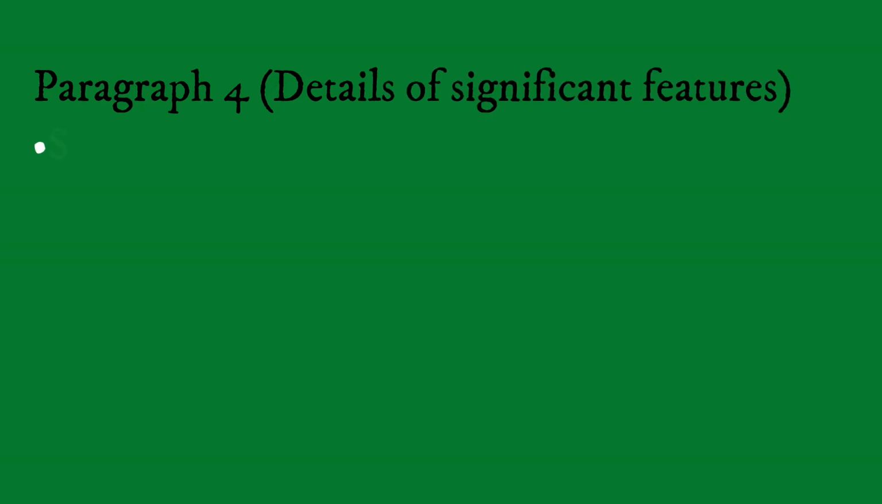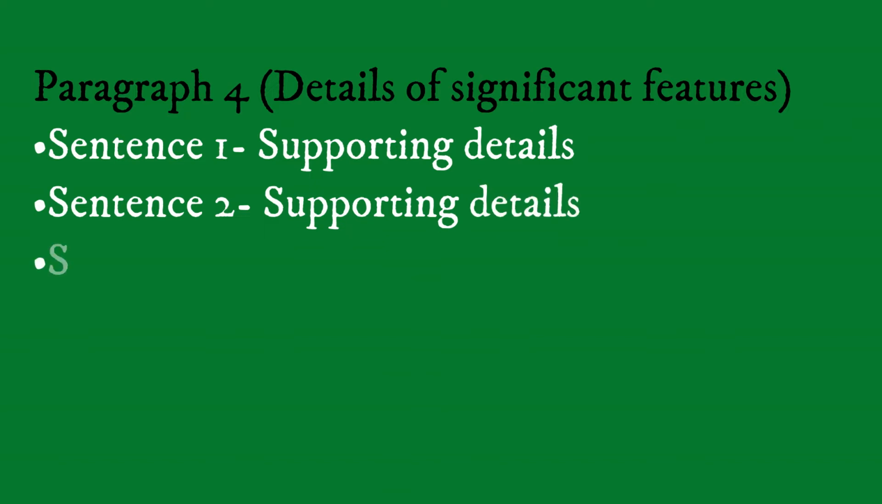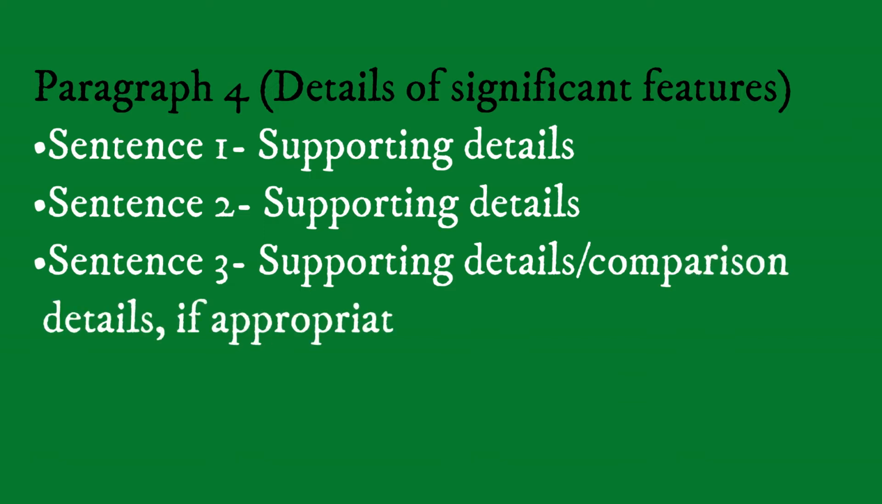Now, paragraph 4. Details of significant feature 2. Sentence 1 should be supporting details. Sentence 2, also supporting details. Sentence 3, supporting details, comparison details if appropriate. So, this is the recommended structure for academic task 1 writing.